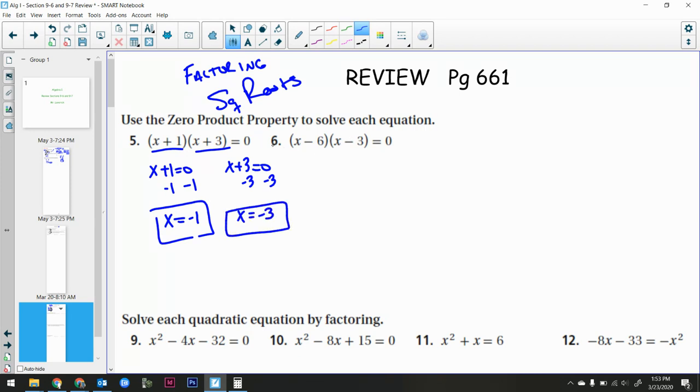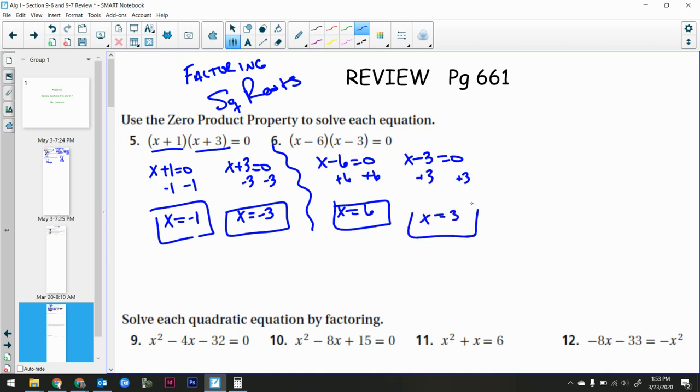Same thing here. x minus 6 equals 0. x minus 3 equals 0. See, it's already factored for us. I add the 6 to both sides, I get x equals 6. I add the 3 to both sides, I get x equals 3. Hopefully those weren't too bad.